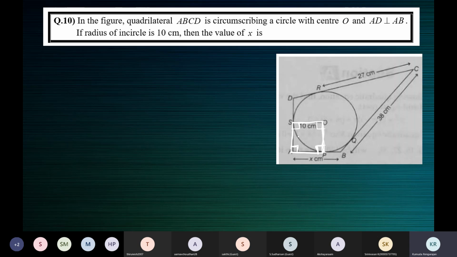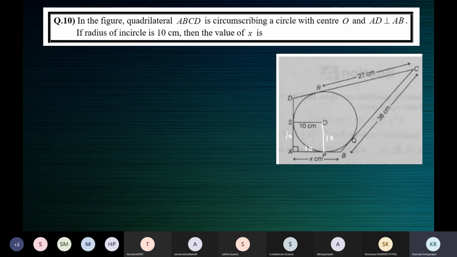It's a rectangle, and then you can say adjacent sides are equal. So it's a square. So everywhere it is 10 centimeters. Now tell me, you got this is 10, this is 10, this is 10. Yes, children, quickly. You should find the value of X.